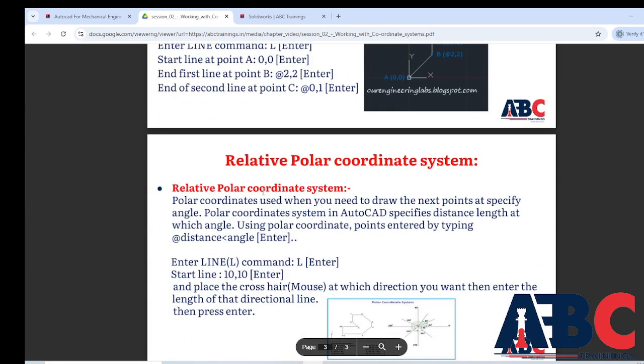Third is polar coordinate system, relative polar coordinate system. Polar coordinates are used when we need to draw the next point at a specific angle. Polar coordinate system in AutoCAD specifies distance, length at which angle. Using polar coordinates, a point is entered by typing @ distance less than angle, enter.